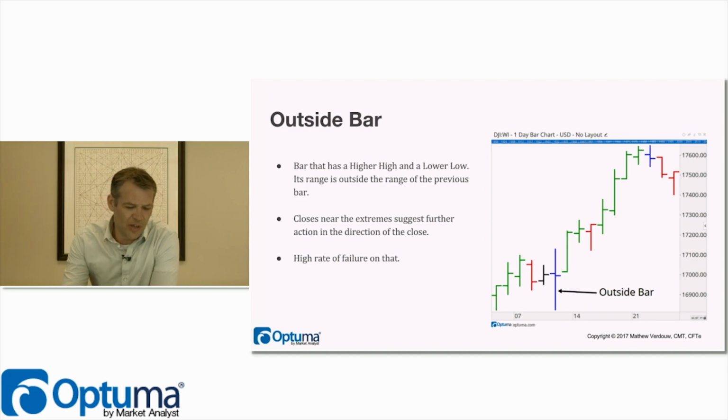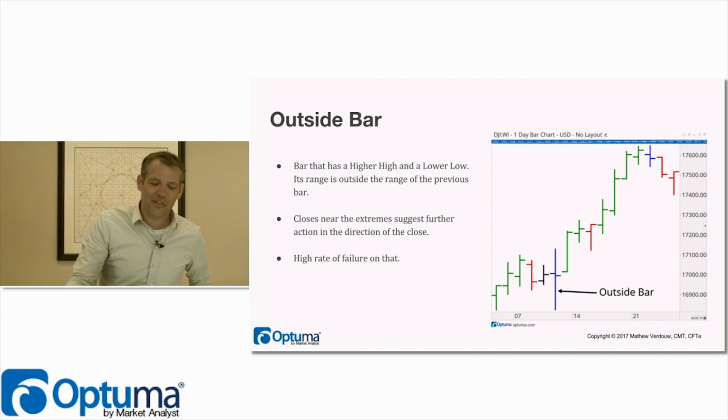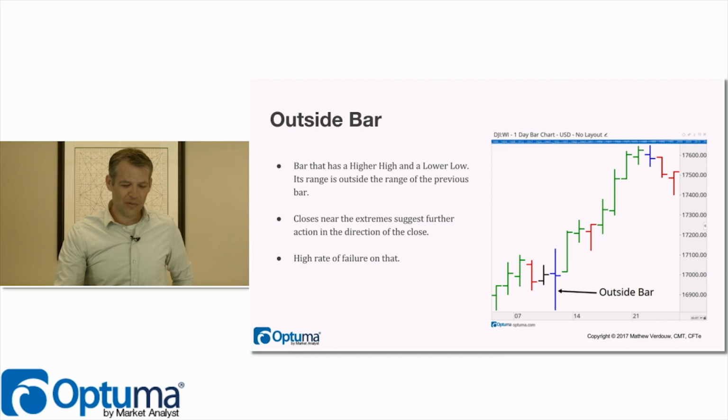Outside bar again, as we said, higher top, lower bottom, closing near the extremes of the outside bar. Really strong indication that it's going to continue on. Now, this is a fairly non-committal case. The green bar after it, if that was an outside bar with the close right at the top, that would have been a great indication. High rate of failure on that. These aren't really the best trading signals to use, but you do need to be aware of them.